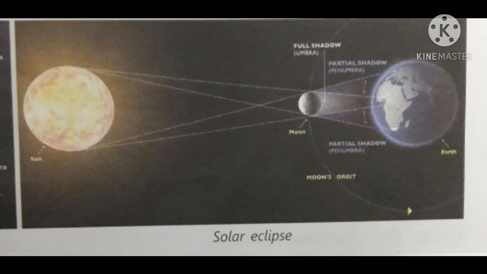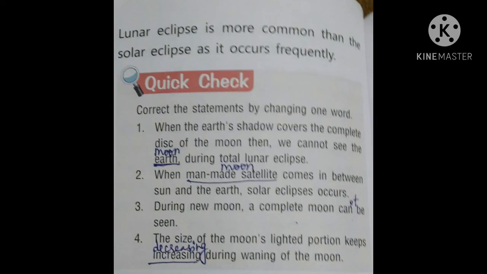The Moon is between the Sun and the Earth, and the shadow of the Moon falls on the Earth. As a result, umbra and penumbra, regions of the shadows, are formed. A lunar eclipse is more common than a solar eclipse as it occurs frequently.